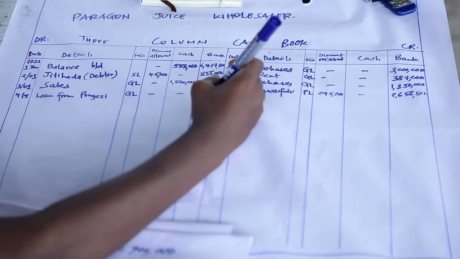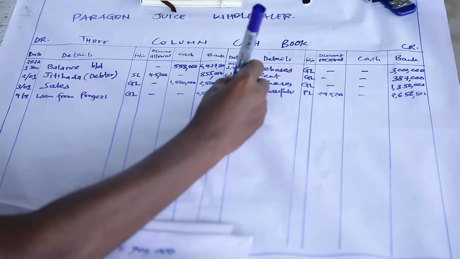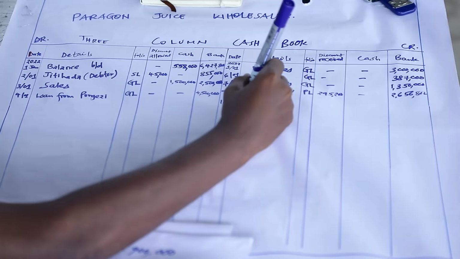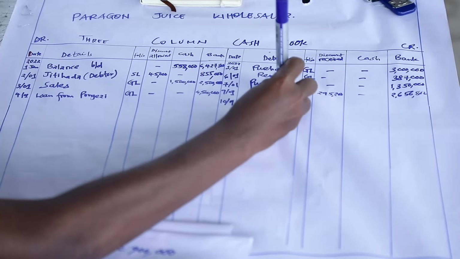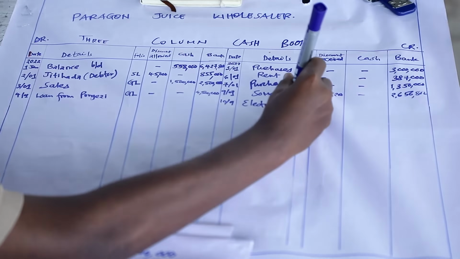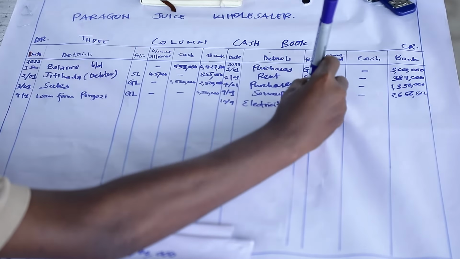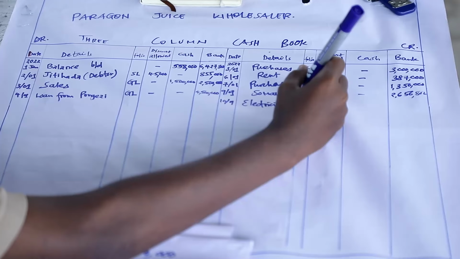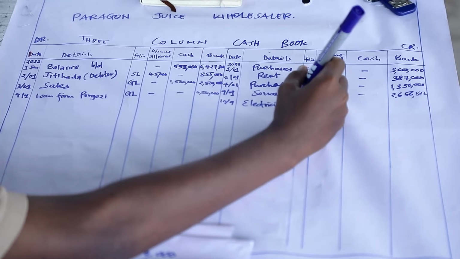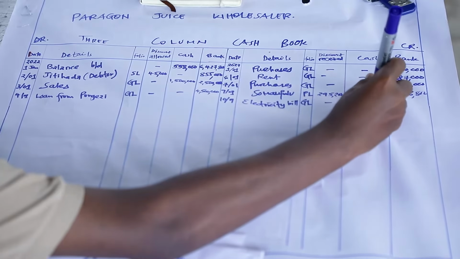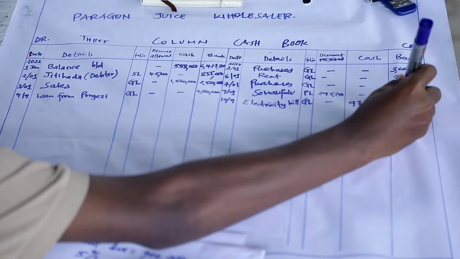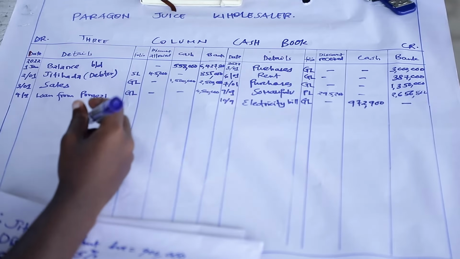Say paid electricity bill. Paid electricity bill maana umetoa hela. So 10th January paid electricity bill. So electricity, this will go to the general ledger. Paid electricity bill ya cash 972,900. So 972,900 ita kwenye cash column.